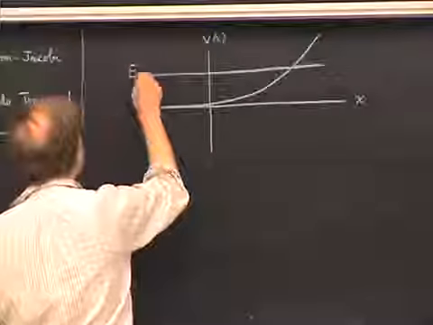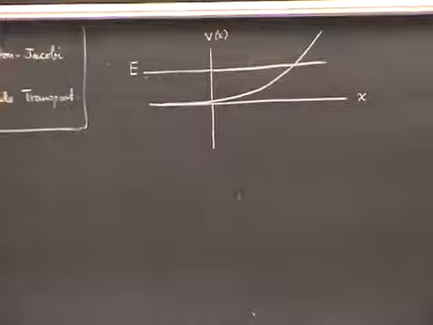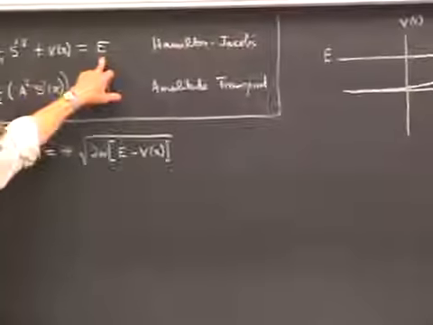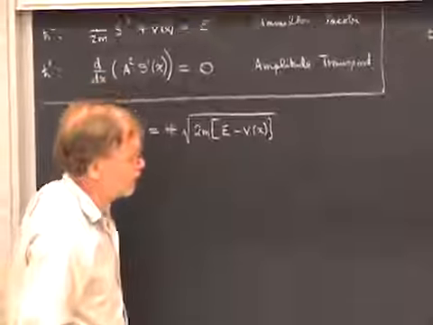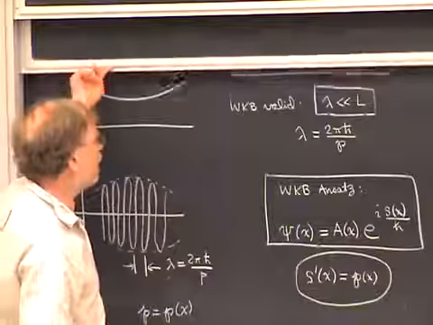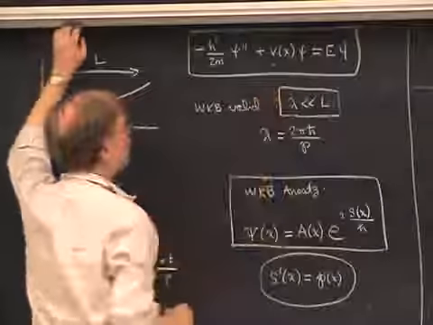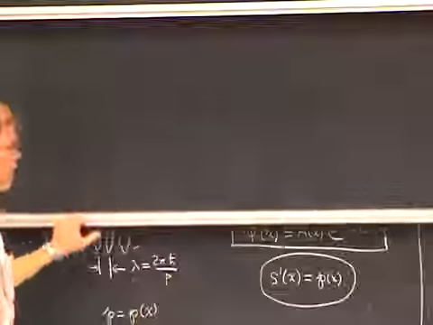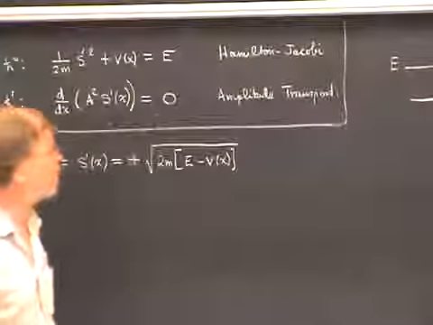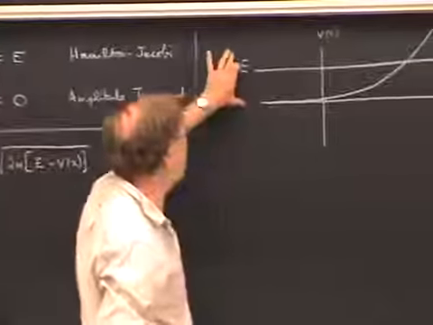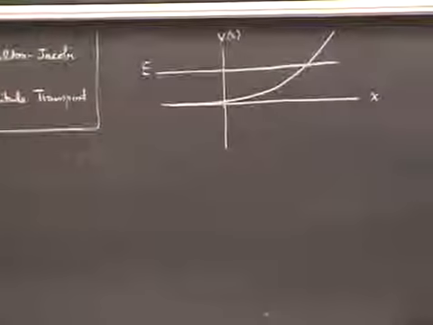Now the energy E that I want to talk about is the energy that appears in the Hamilton-Jacobi equation. And actually that energy is the same as the energy eigenvalue in the original Schrodinger equation. That's where that came from. But in a picture with the potential, it looks like this.